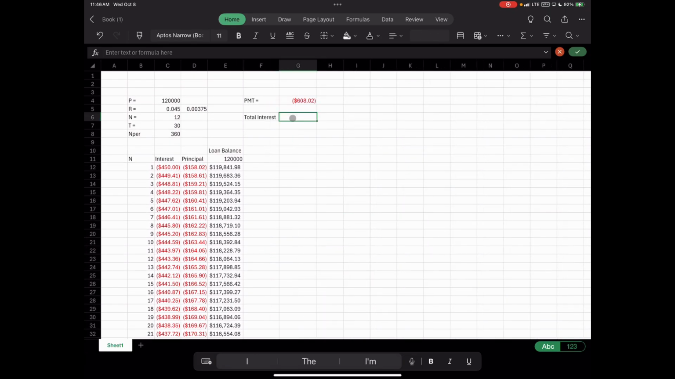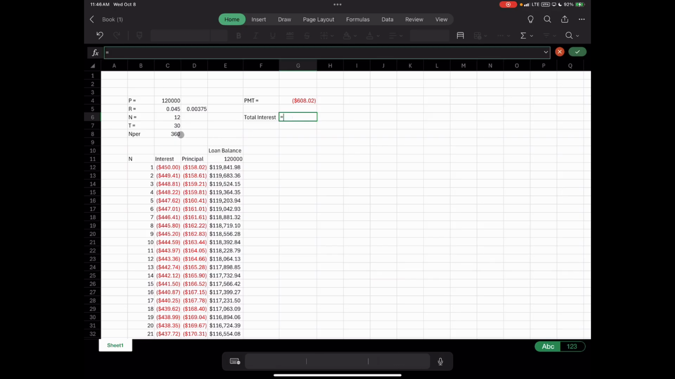Okay, so when I'm calculating the total interest here, it's going to be equals, and quite similarly to before, it's my payment times my total number of periods, right? Because that's how many times I pay that payment in. But remember that red text means that this is a negative number. So I'm going to put a negative out in front of this because I want to treat it like a positive number. That negative turns that 608.02 into a positive number, and then multiplies it by the total number of payments, so that's all the money that I've paid in.